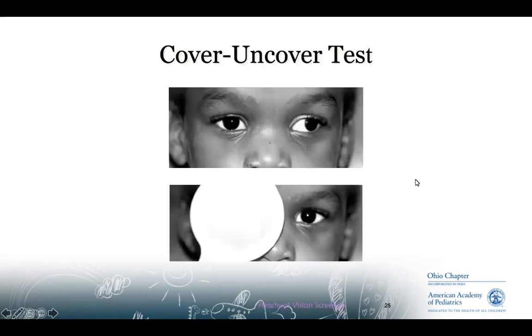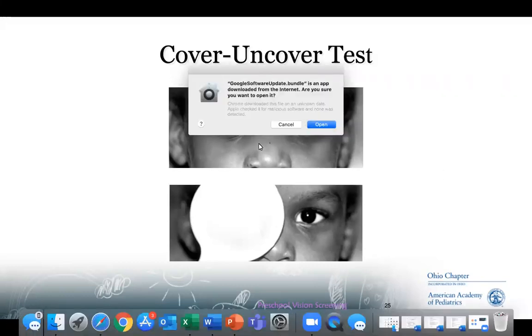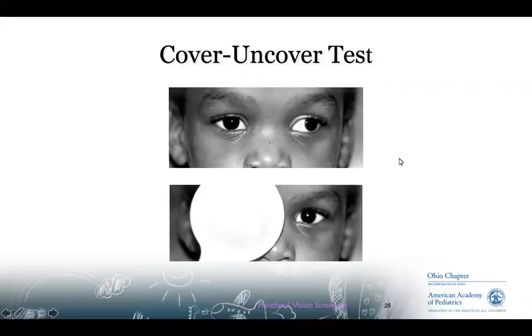The cover-uncover test is used for a slightly older child that can cooperate. You ask them to fix on an object that's behind you and have them stare at that object, and then you take an eye paddle and you cover one eye, have them fix and follow, and then you quickly swing it to the other eye, and you're looking for any deviation of the affected eye that may have been turning inward or outward.